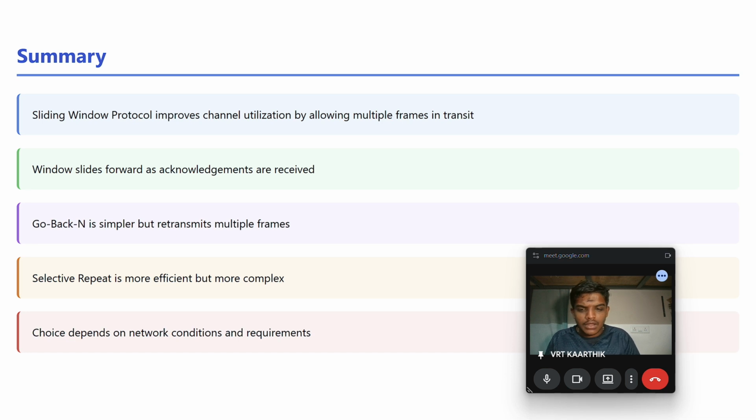In reality, we can use both Go-Back-N and Selective Repeat, but the choice depends on the network condition and its requirements.